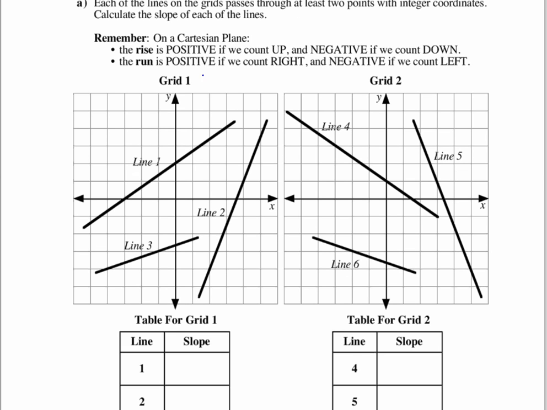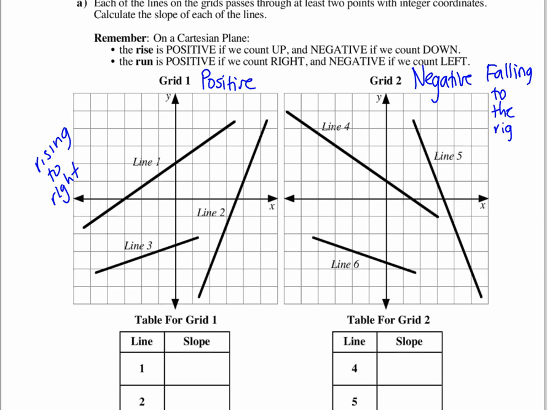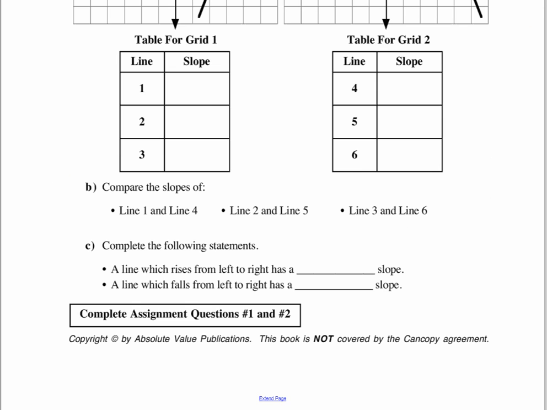So everything in grid 1 is a positive slope because it's rising to the right. And all of these here are negative slopes because they are falling to the right. As we read the graph left to right, it's falling to the right. Okay, so negative slope versus positive slope. We're not going to fill in this grid. Basically, a line which rises from left to right is positive, and a line which falls from left to right is negative.